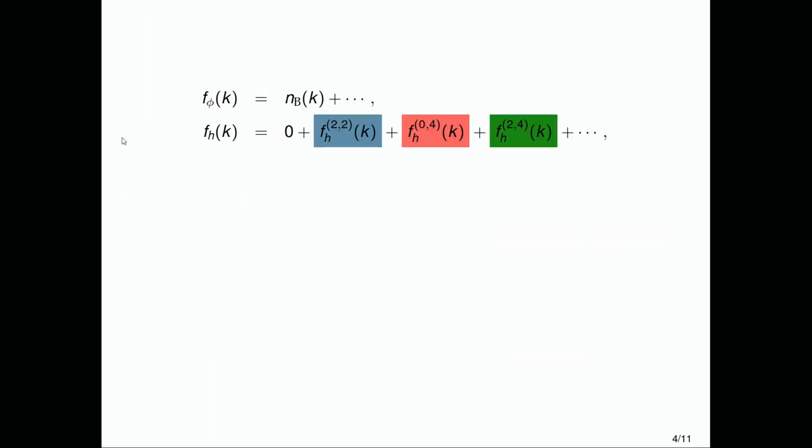So what we do is we say the phi distribution function is basically a Bose-Einstein distribution to zeroth order, because the phi's are in thermal equilibrium. And the graviton distribution function is basically 0, because at the beginning you don't have any gravitons. So you plug your zeroth order solution into the equations on the previous slide, and then you obtain these higher order corrections, which are here. So let me go through these higher order corrections now.